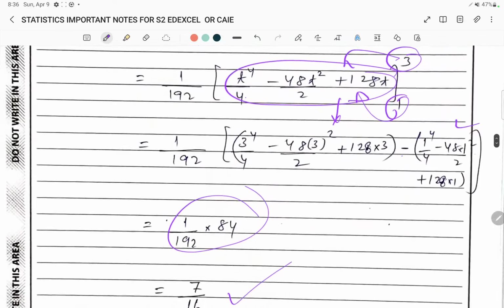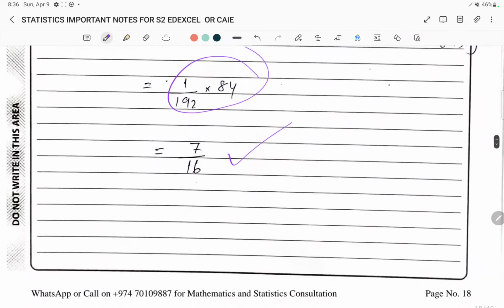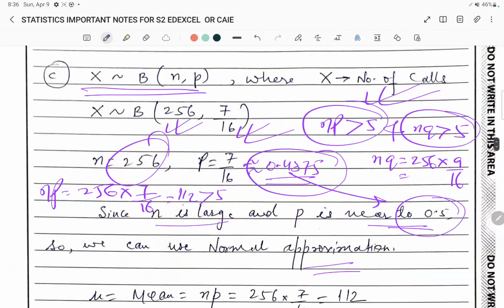We found Q here, 9 over 16. So NQ is how much? 256 times 9 over 16. This is 144, which is also greater than 5. Okay, so what did we conclude? NP is greater than 5 and NQ is also greater than 5. So we can say we can use normal approximation.